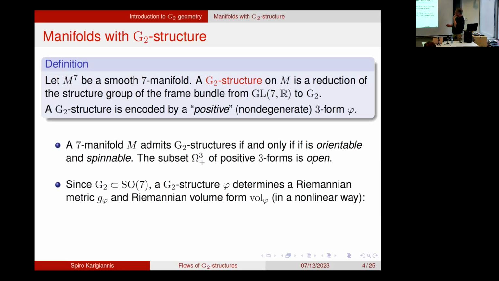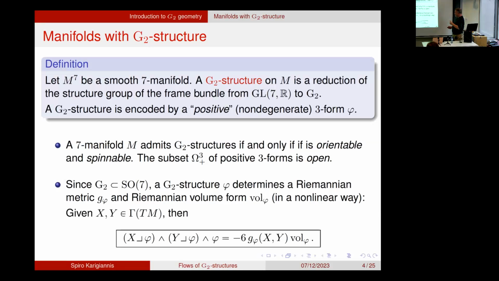And as I said before, G2 is in SO7. So when you have one of these, you get for free a metric and an orientation, but you get it in a very nonlinear way. So the map from the 3-form to the metric is very nonlinear. This is how you can see it.